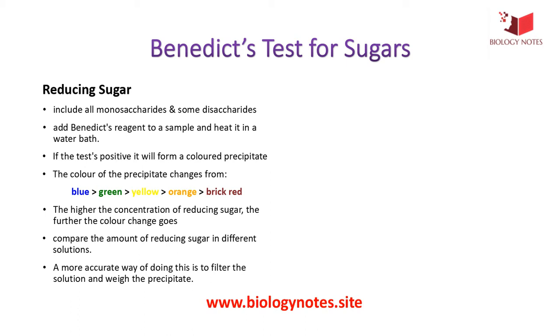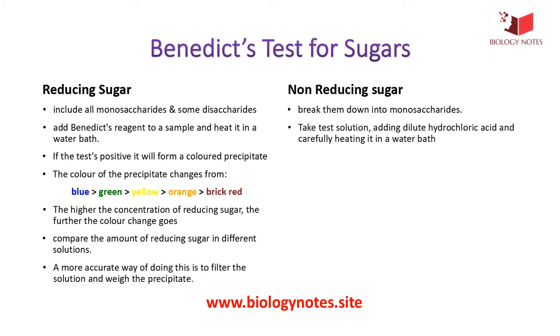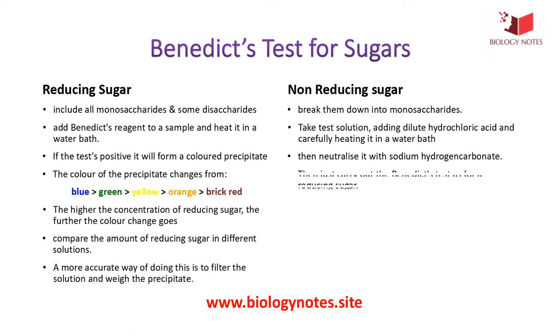If the result of the reducing sugars test is negative, there could still be a non-reducing sugar present. To test for non-reducing sugars, like sucrose, first, you have to break them down into monosaccharides. You do this by getting a new sample of the test solution, adding dilute hydrochloric acid and carefully heating it in a water bath that's been brought to the boil. You then neutralize it with sodium hydrogen carbonate. Then just carry out Benedict's test as you would for reducing sugar.